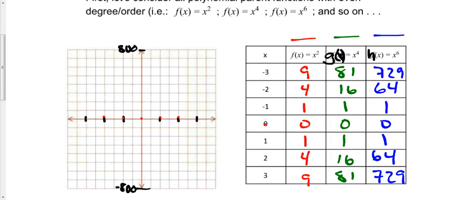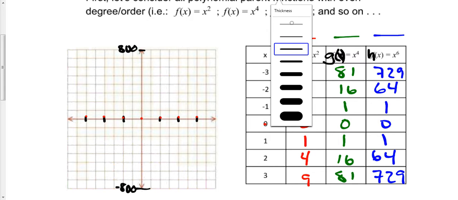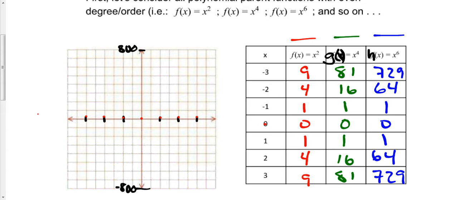And when it's 3, I'm at 9, which is not much higher than that. And now I'm going to do my skinny line and connect the dots. Like that. Like that.